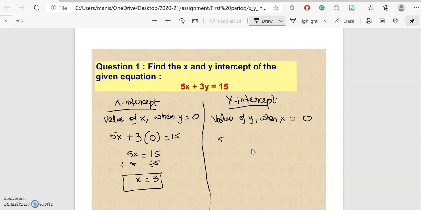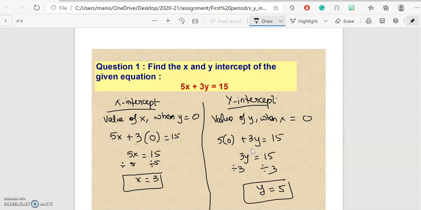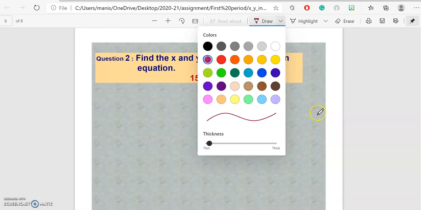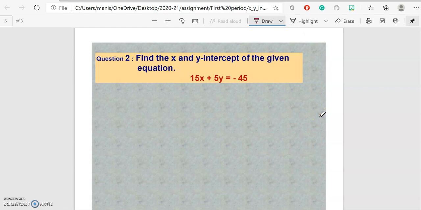Now for the y-intercept, value of y when x is equal to 0. When I write the equation which has been given to me, I will replace my x by 0. So it will be like this: 3y is equal to 15. I have to divide both sides by 3, and my value of y is 5. So my x and y intercepts are 3 and 5.